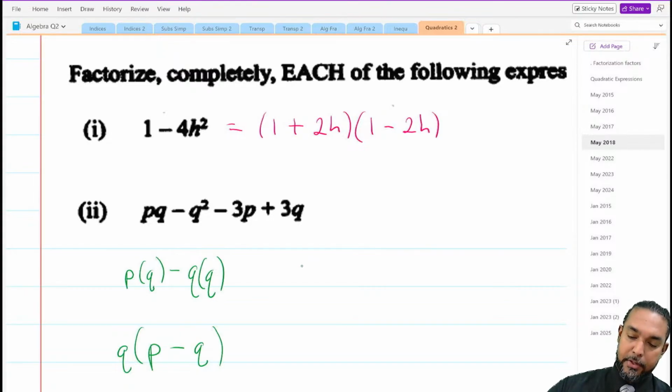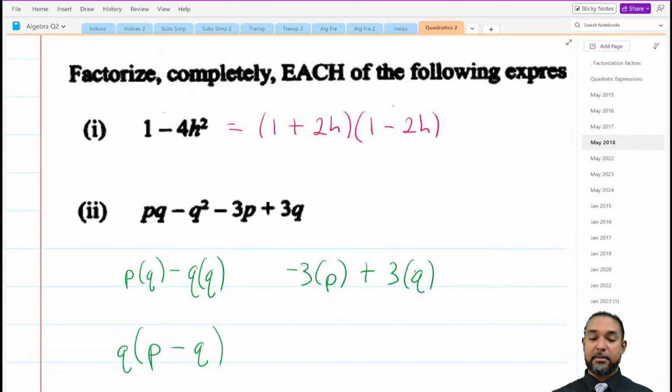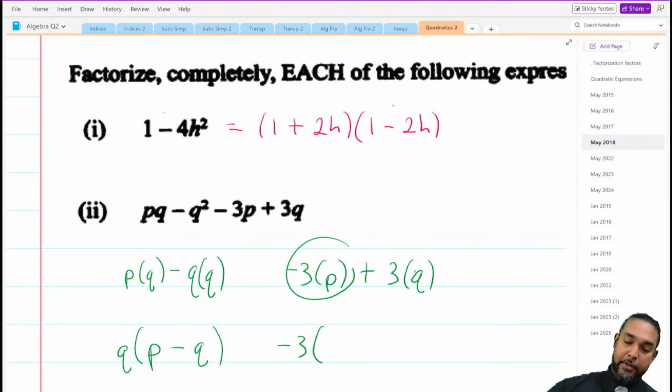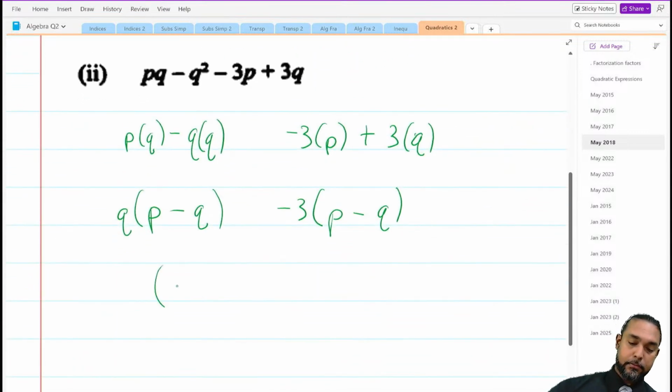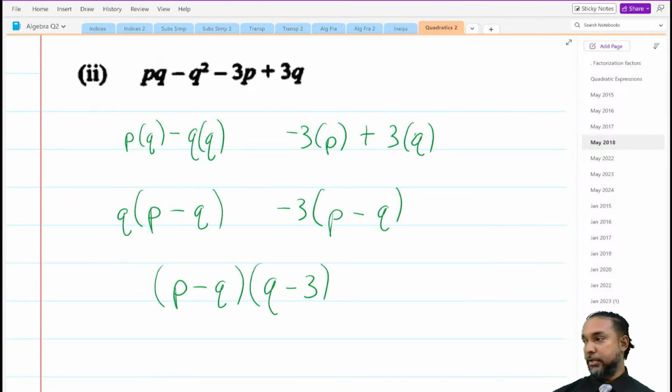So you have minus 3 by P plus 3 being multiplied by Q. So clearly 3 is the common factor. But what I would suggest is to pull out a minus 3. Because when you pull out the minus 3 and you divide, you're going to get a positive P, right, but a negative Q. All right. So now we have P minus Q as the common factor, and then Q minus 3 as the other factor. Of course, okay, so that piece there.